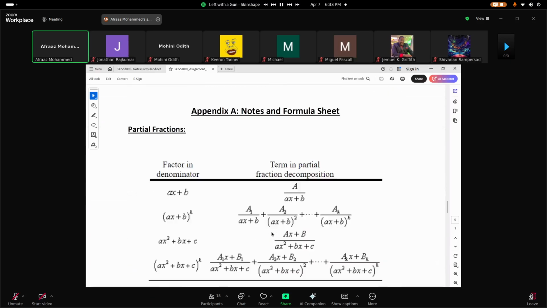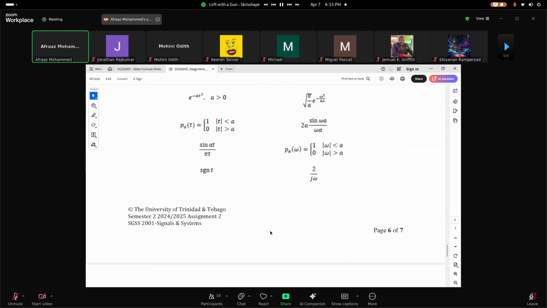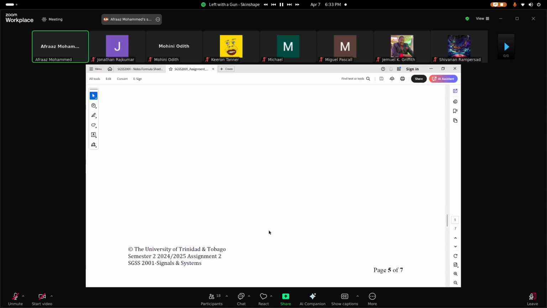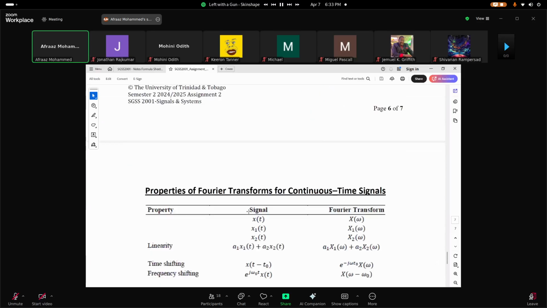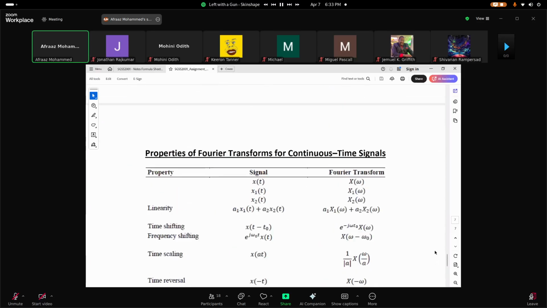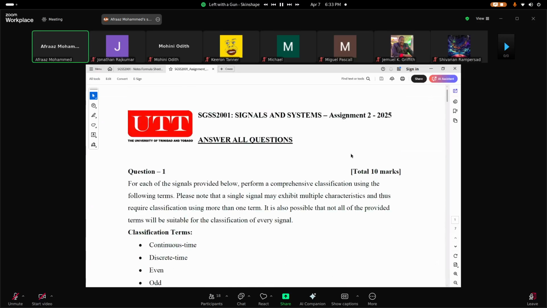I also put some of the relevant information you need. I put the Fourier transform pairs and the properties in this question. This assignment, similar to the first one, you can type out in a document and upload, or if you want, you could write it on paper, capture an image of the answers, and then upload it. Whichever is comfortable to you all, feel free to do that.